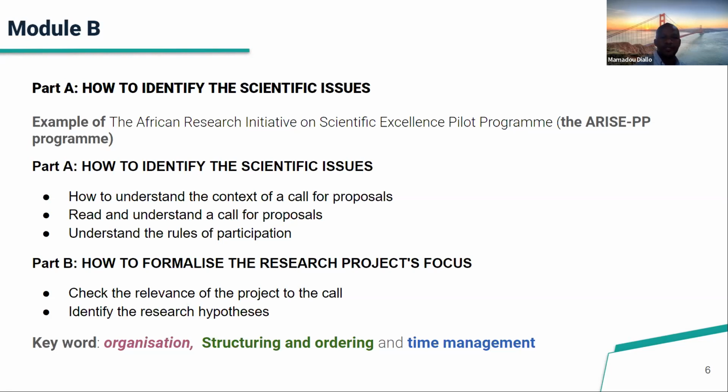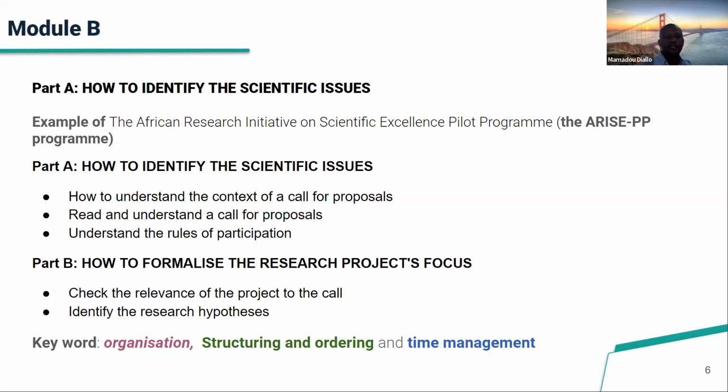And in this part, we will talk also about how to identify the scientific issues. Here, we will insist on how to understand the context of a call for proposal. We will talk about understanding a call of proposal, how you can read and understand. We will talk about the rules of participation. And in part B, we will insist on how to formalize the research project with focus on checking the relevance of the project to call, also on identifying the research hypothesis.